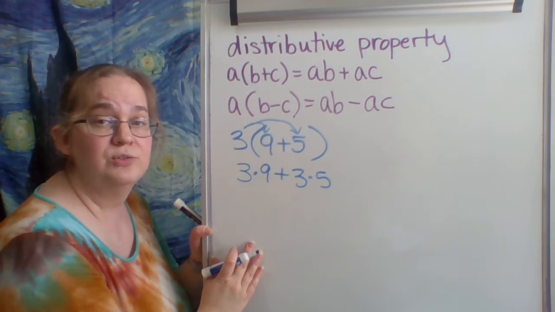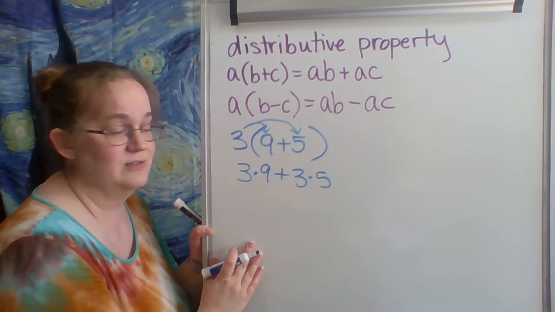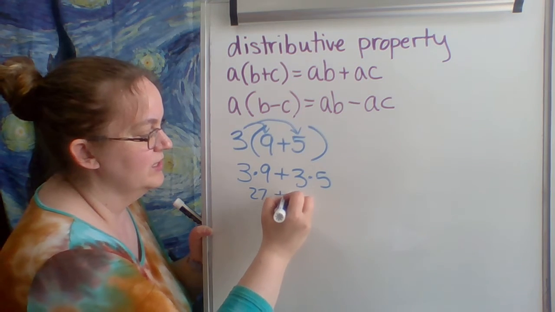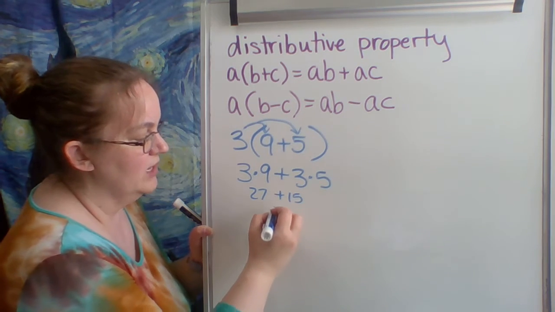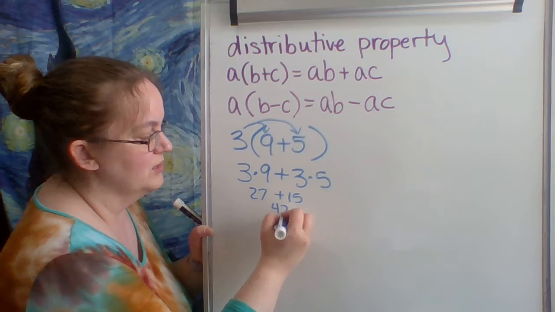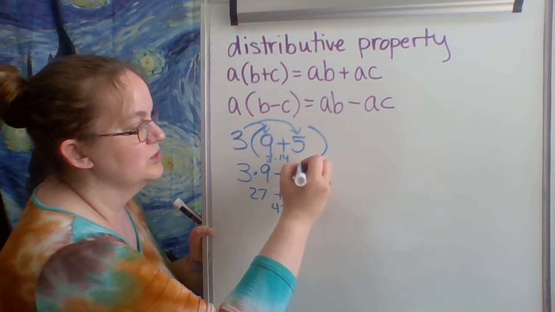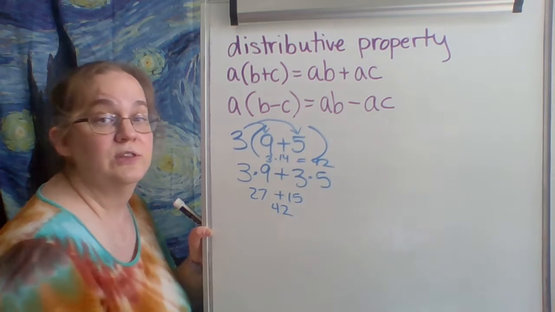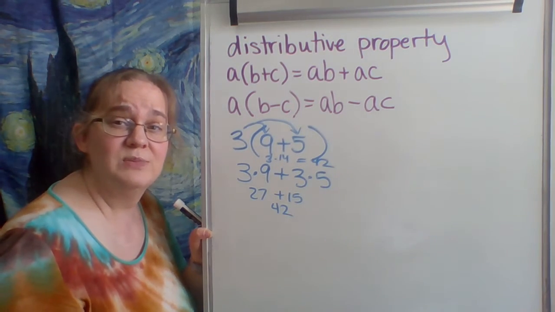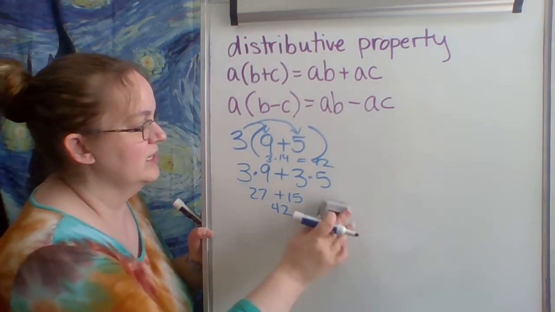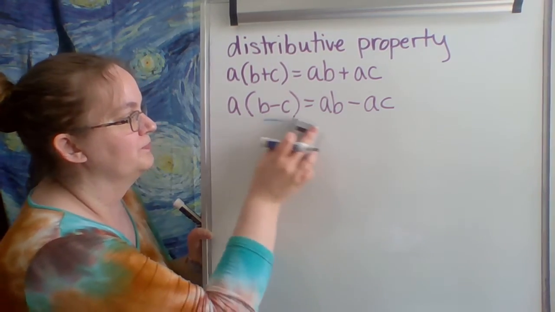This is going to come out to equivalent expressions, okay? In this case, you have 27 plus 15. When you add those together, you get 42. This is 14 times 3, which is also 42. They're equivalent because they come out to be the same value, okay? So let's take a look at some more examples.